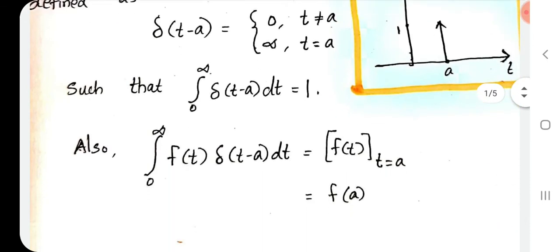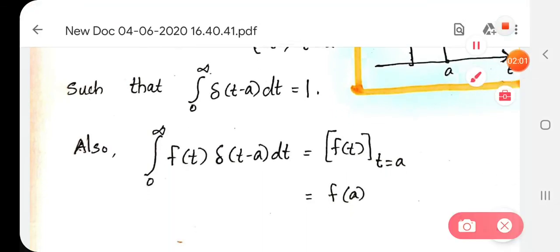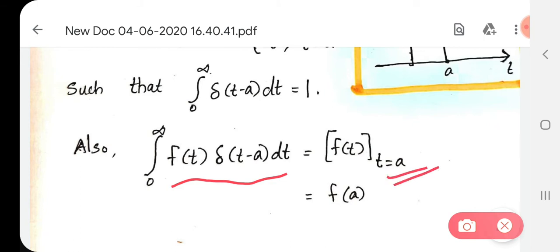Also we have integral 0 to infinity f of t into delta t minus a dt equal to f of t at t equal to a, where a represents the Dirac delta function, and this value is f of a.